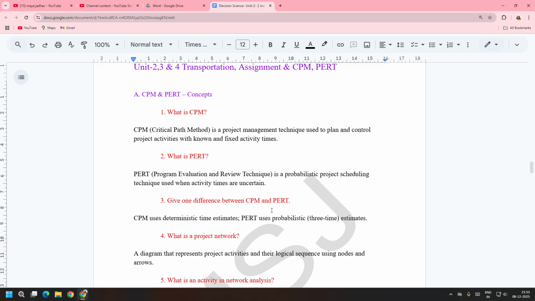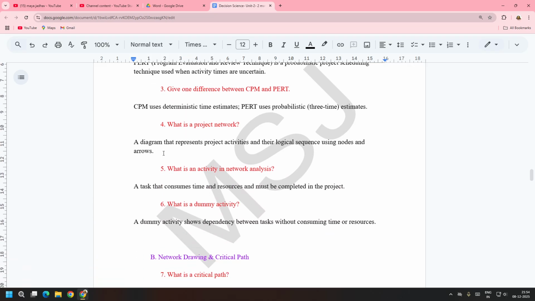Give one difference between CPM and PERT. CPM uses deterministic time estimates, PERT uses probabilistic estimates. What is project network? A diagram that represents project activities and their logical sequence using nodes and arrows. What is an activity in network analysis? A task that consumes time and resources and must be completed in the project.